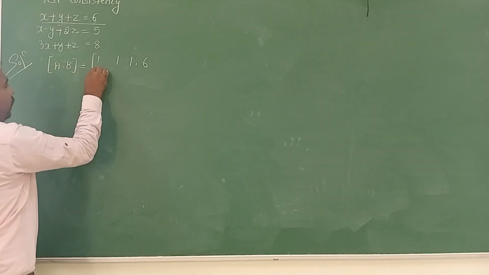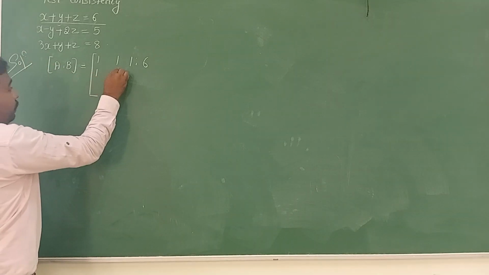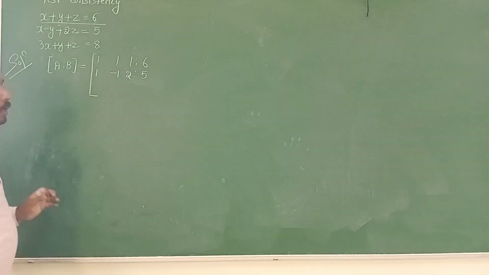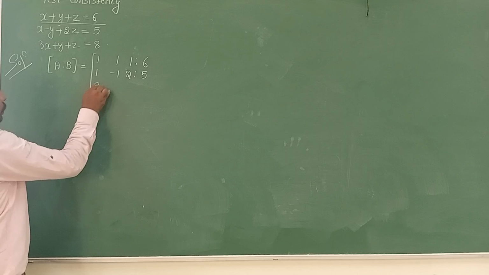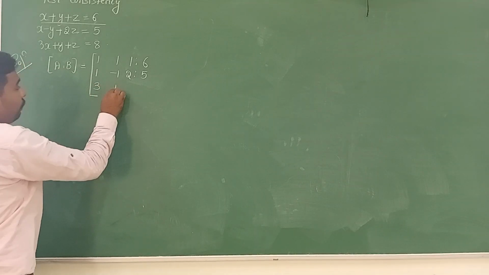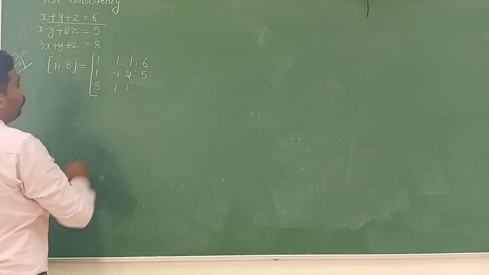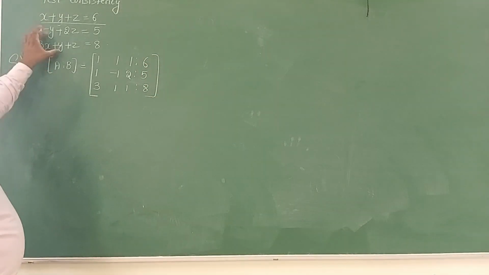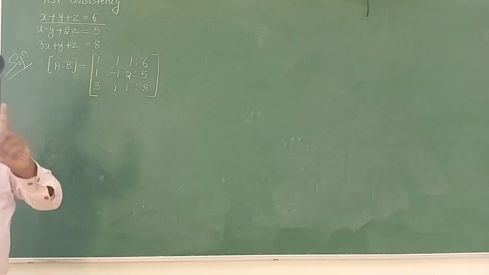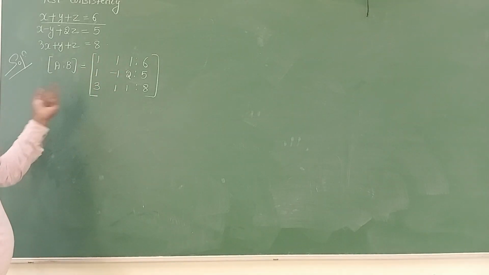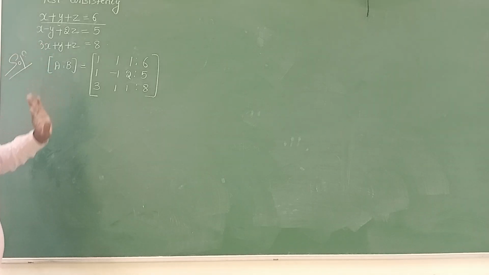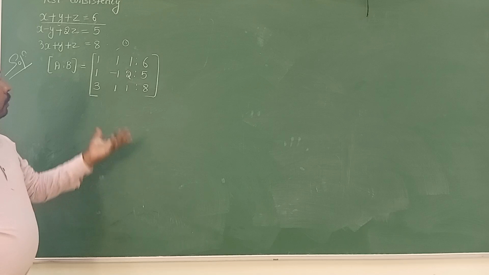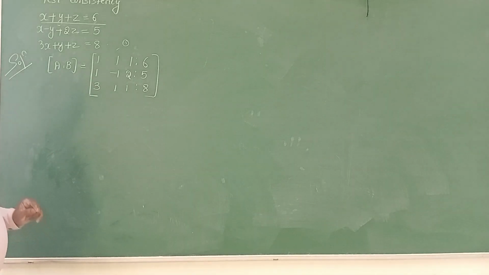Second equation, x coefficient will be 1, y coefficient will be minus 1, z coefficient will be 2, and the corresponding right hand side value is 5. Third, x coefficient will be 3, y coefficient will be 1, z coefficient will be 1, and the corresponding element will be 8. So if you convert the given system of equations into this form, usually 1 mark will be awarded in the exam. To write the augmented matrix from the given system of equations, you can easily get 1 mark without solving the problem.